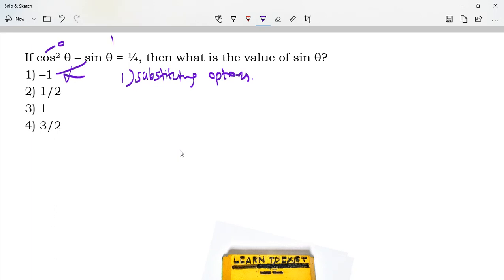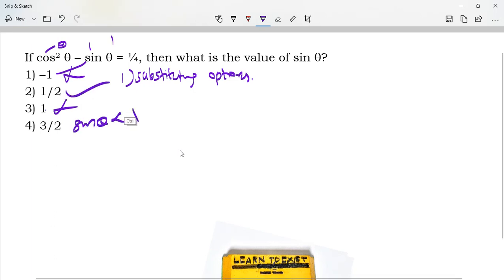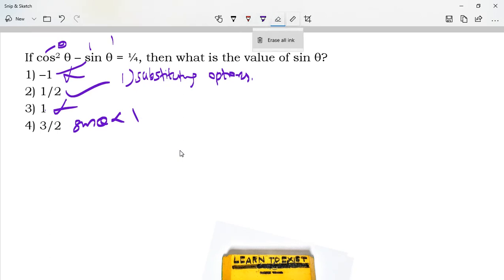And if sin theta is 1, again cos theta would be 0. So 0 minus 1 will be minus 1. So this is not the answer. And 3 by 2 is not a value possible for sine theta. Sine theta should always be less than 1. Okay, so 1 by 2 would be the answer, and that's the easiest way to do this one.